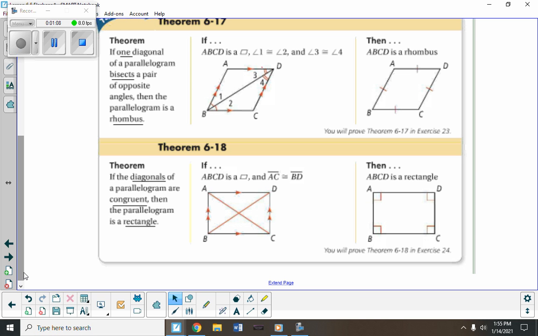Next, if the diagonals of a parallelogram are congruent, then the parallelogram is a rectangle, which would mean that all four angles are 90-degree angles.